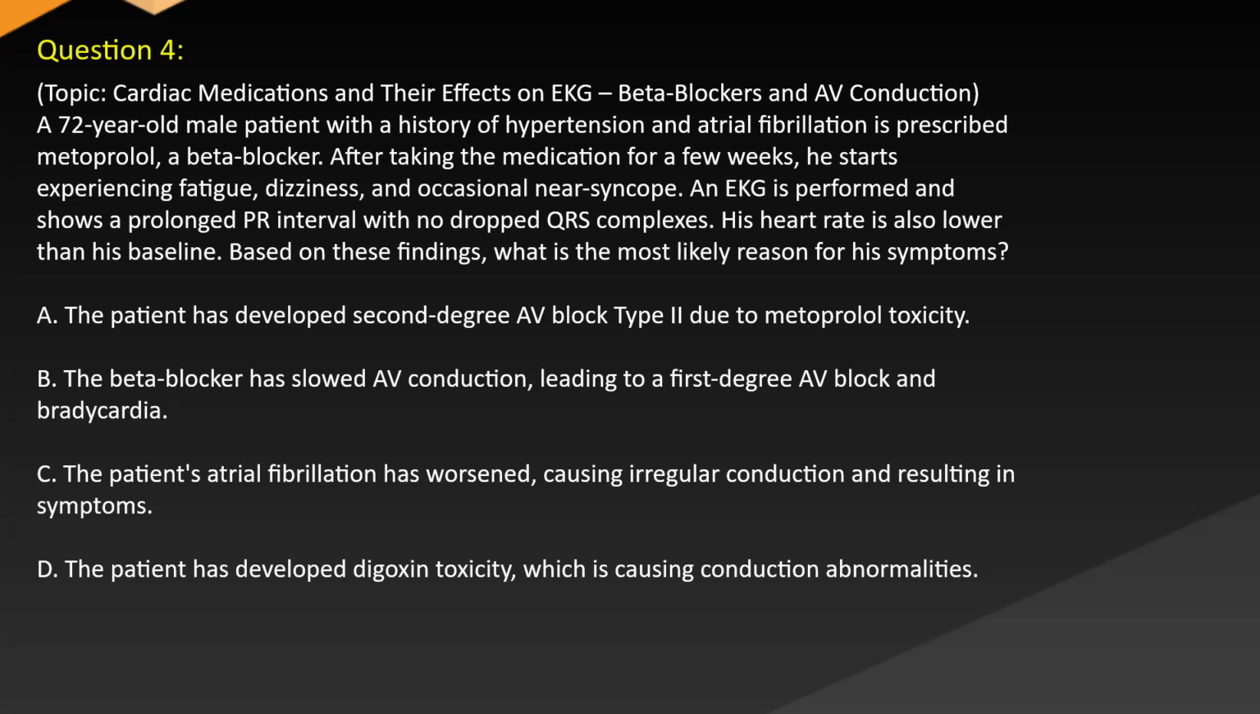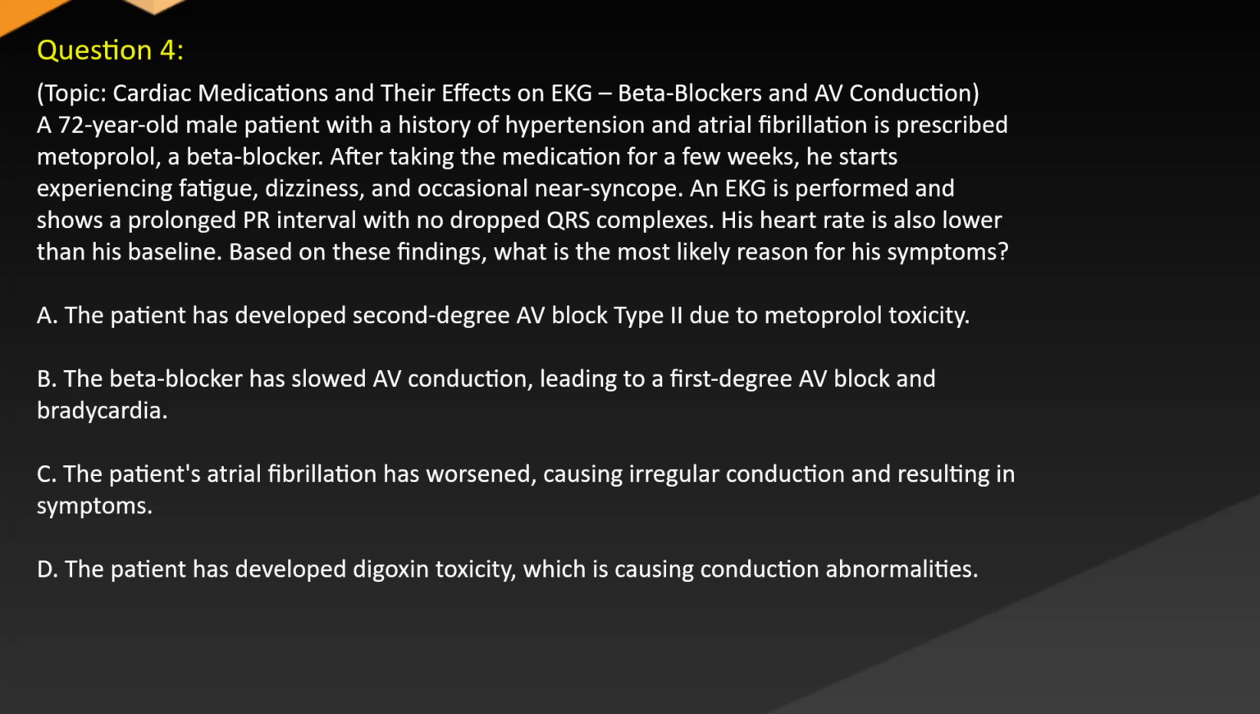Beta blockers and AV conduction. A 72-year-old male patient with a history of hypertension and atrial fibrillation is prescribed the beta blocker metoprolol. After taking the medication for a few weeks, he starts experiencing fatigue, dizziness, and occasional near syncope. An EKG is performed and shows a prolonged PR interval with no dropped QRS complexes. His heart rate is also lower than his baseline.